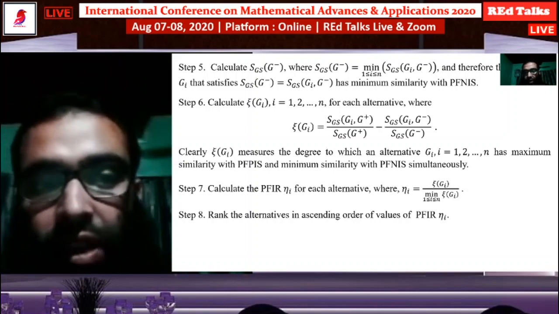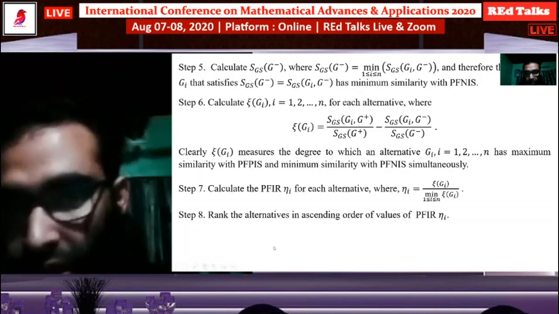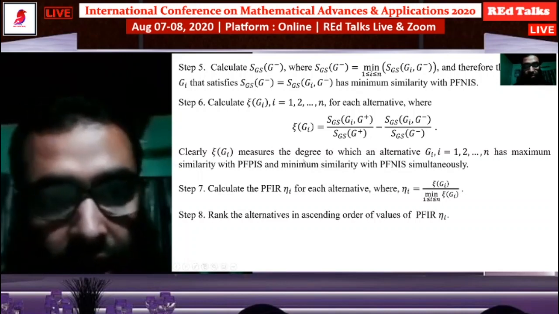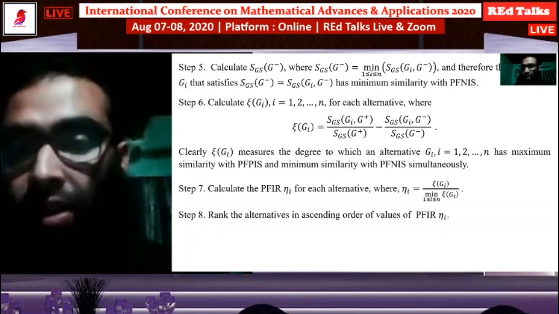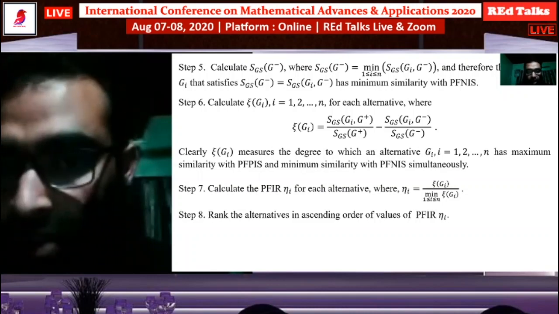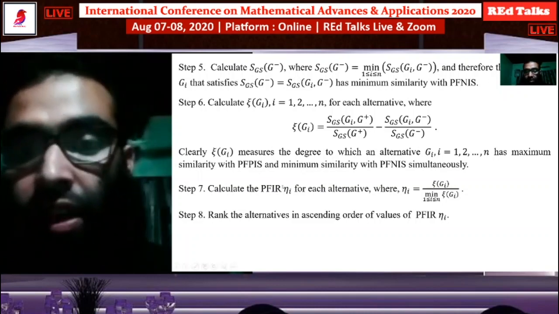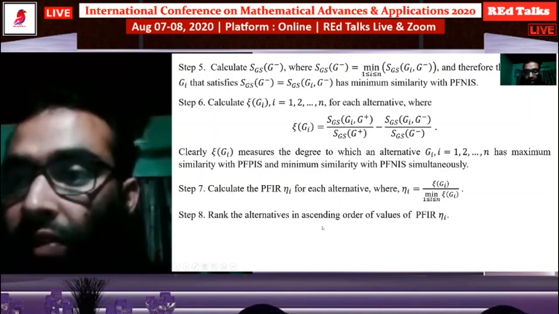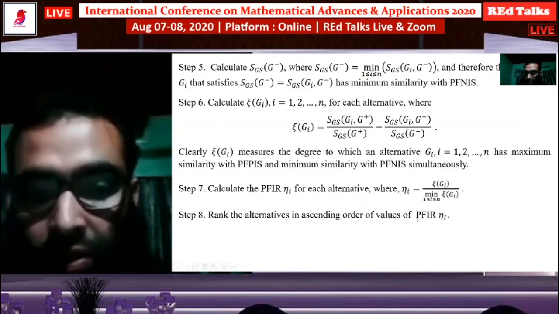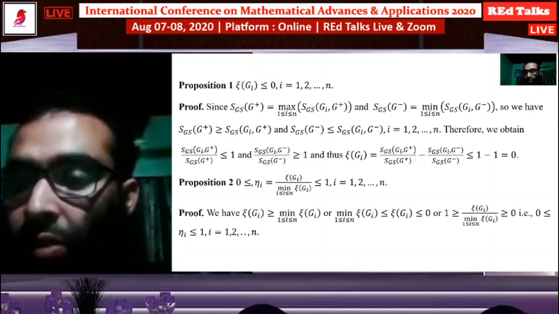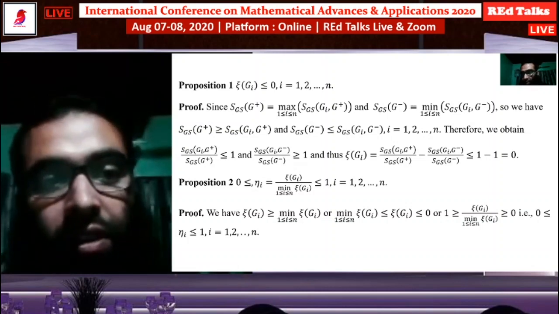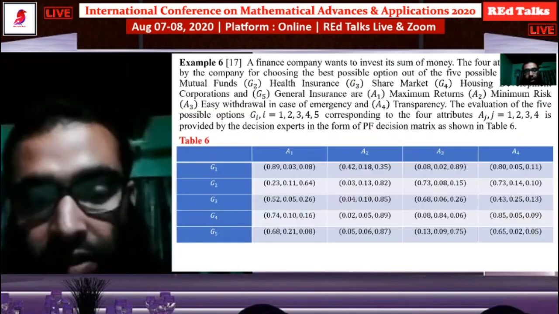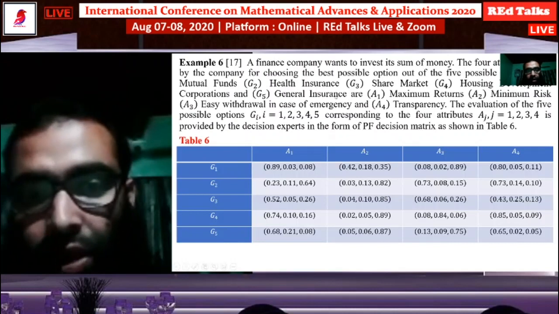After that, we calculate zeta of Gi for each alternative with the help of this formula. This zeta of Gi measures the degree to which an alternative Gi has maximum similarity with the positive ideal solution, and simultaneously it should have minimum similarity with the negative ideal solution. After that, we calculate PFIR, which stands for picture physics inferior ratio, eta, for each alternative. And then we rank in ascending order of the values of PFIR. These are the properties: zeta of Gi is always less than or equal to 0, and this eta, the picture physics inferior ratio, always lies between 0 and 1.